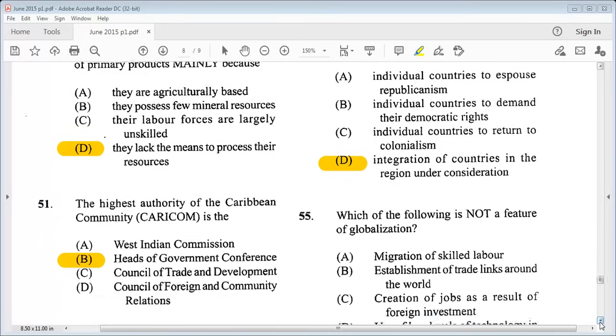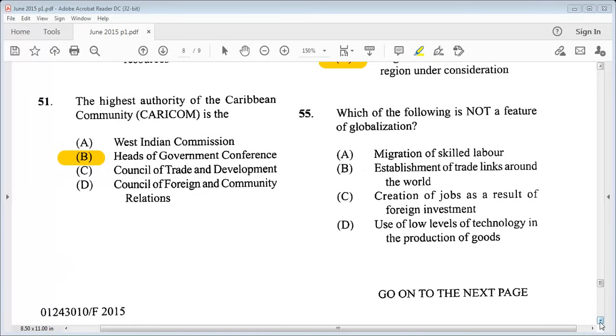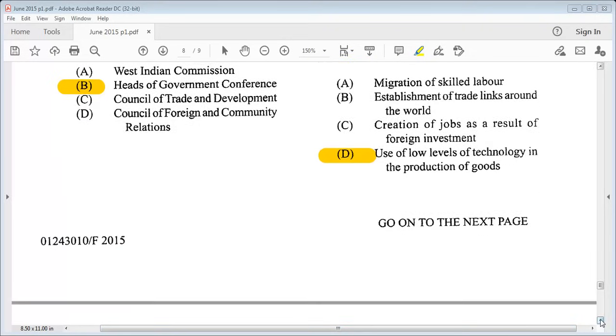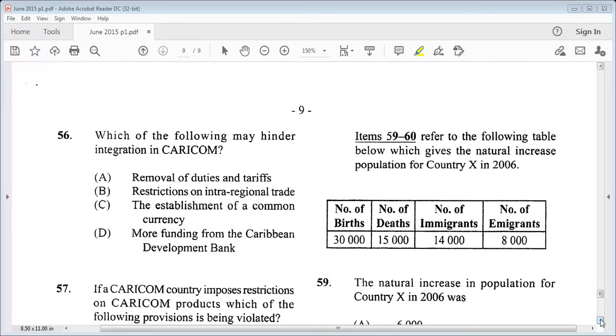55 says, which of the following is not a feature of globalization? So D would be our answer: use of low levels of technology in the production of goods. Let's go on to 56. It says, which of the following may hinder integration in CARICOM? So we know that is B, restrictions on inter-regional trade.